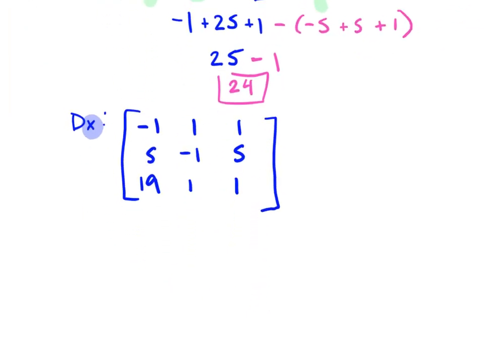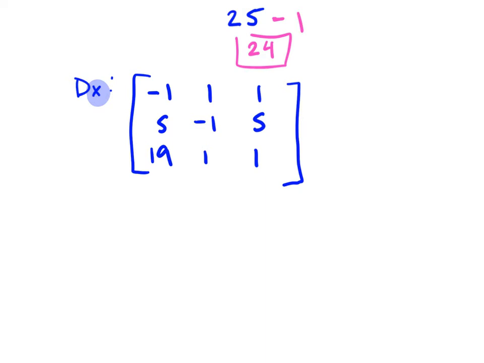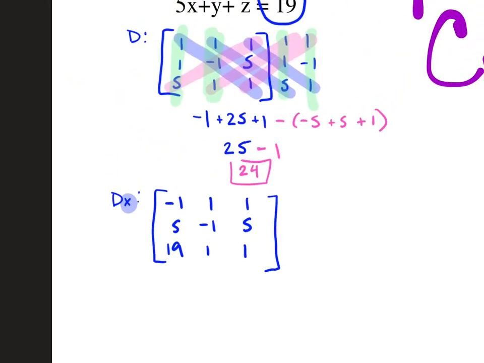And then what's the first thing we need to do to find the determinant? Rewrite the first two columns on the outside. So we have negative 1, 5, 19, 1, negative 1, 1.